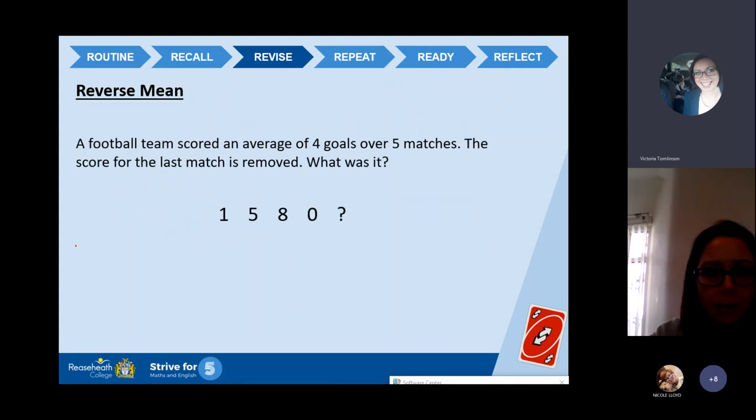Did I put 2 of them in? Yeah. So let's do one more. So we've got the mean, the total divided by how many? So we're going to go backwards.